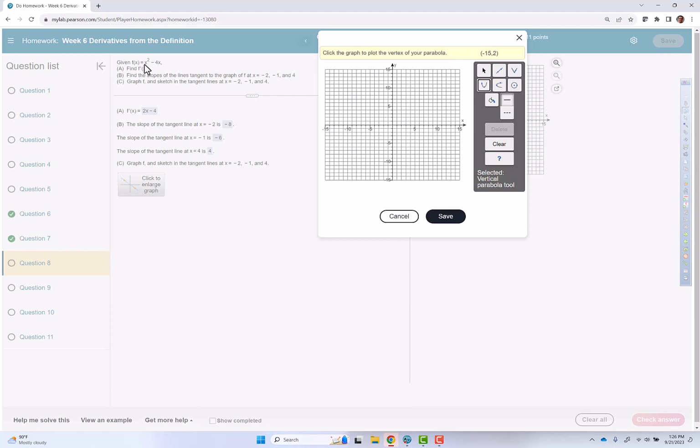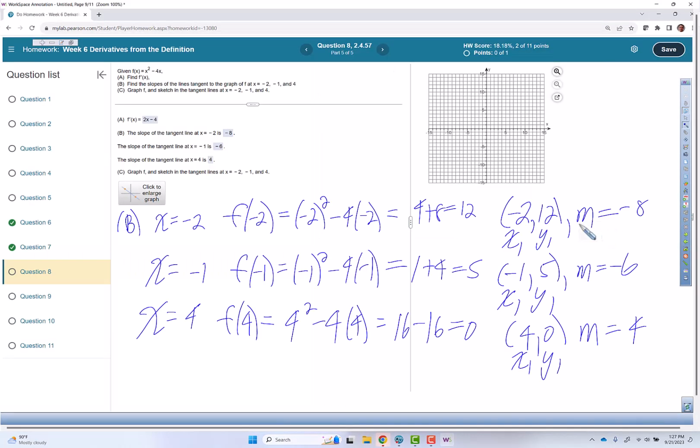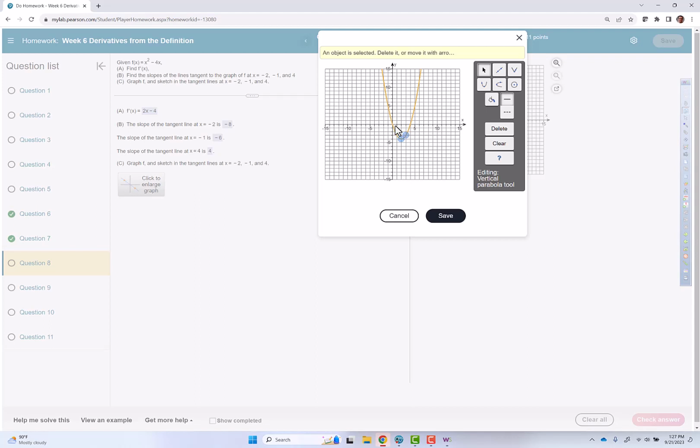So 2 squared is 4, minus 4 times 2 is 8. Negative 8, so 4 minus 8. So 2, negative 4. And then it's a regular parabola, so I can go over 1, up 1. And that should do that. Okay, then going back, I want negative 2, 12, and a slope of negative 8. So I'm going to go to negative 2 all the way up to 12.